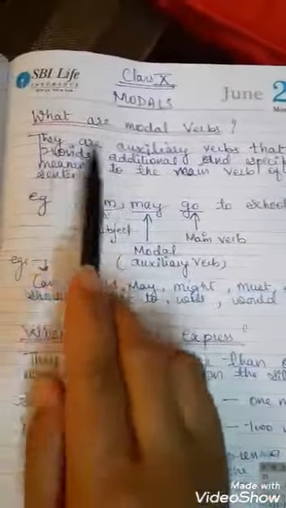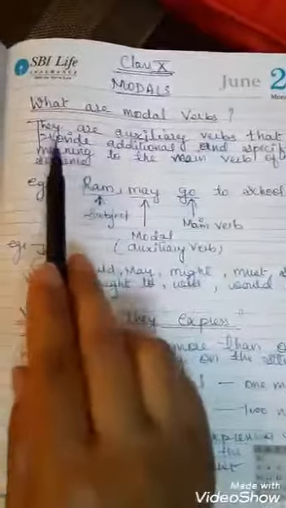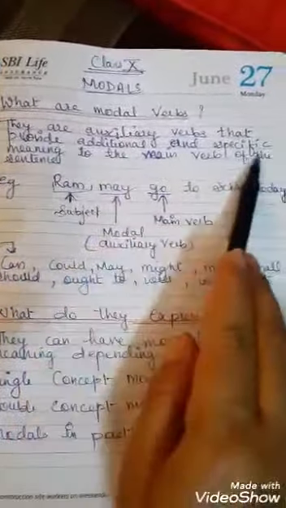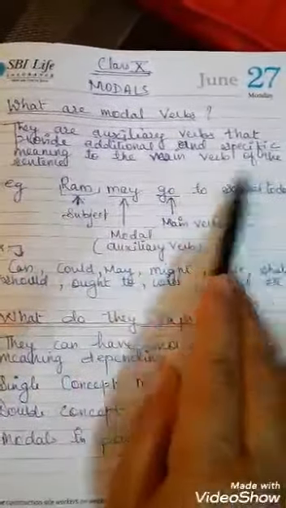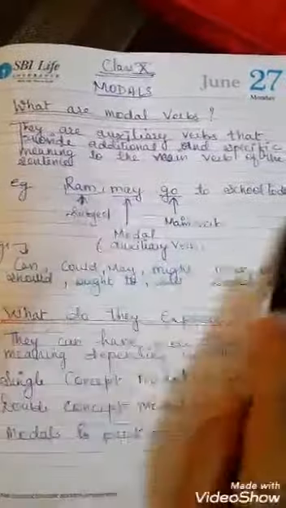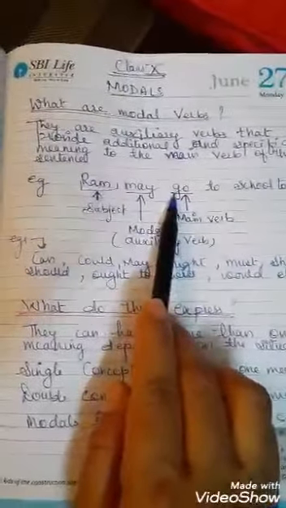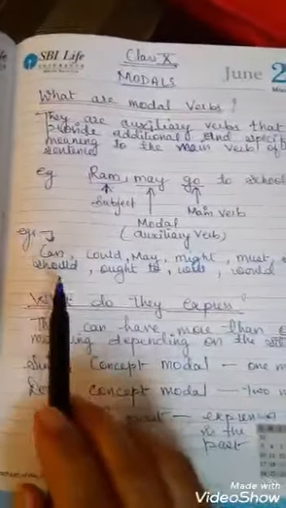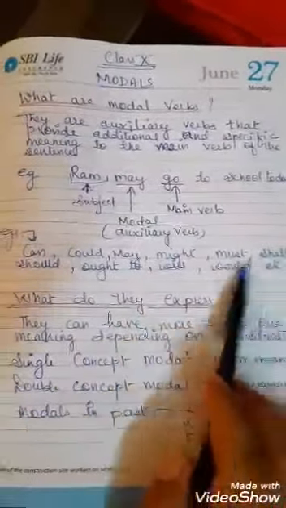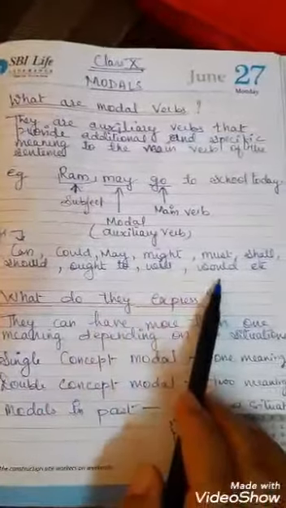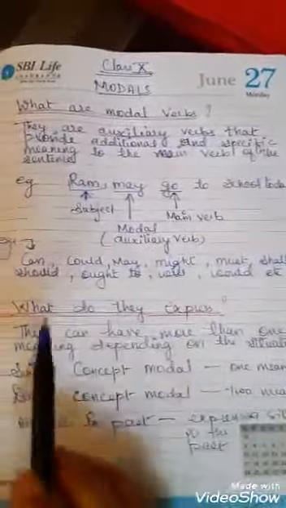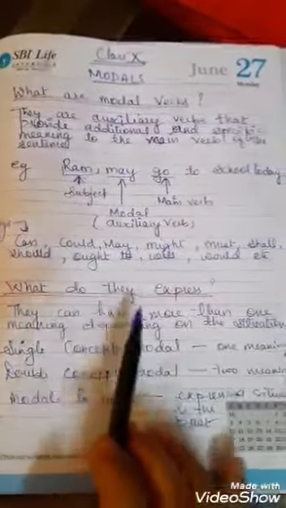So what are modal verbs? They are auxiliary verbs that provide additional and specific meaning to the main verb of the sentence. It is giving a specific meaning to the sentence and to the main verb. Now there are many modals like can, could, may, might, must, shall, should, ought to, will, would, have to, had to, etc. Okay. And what do they express?